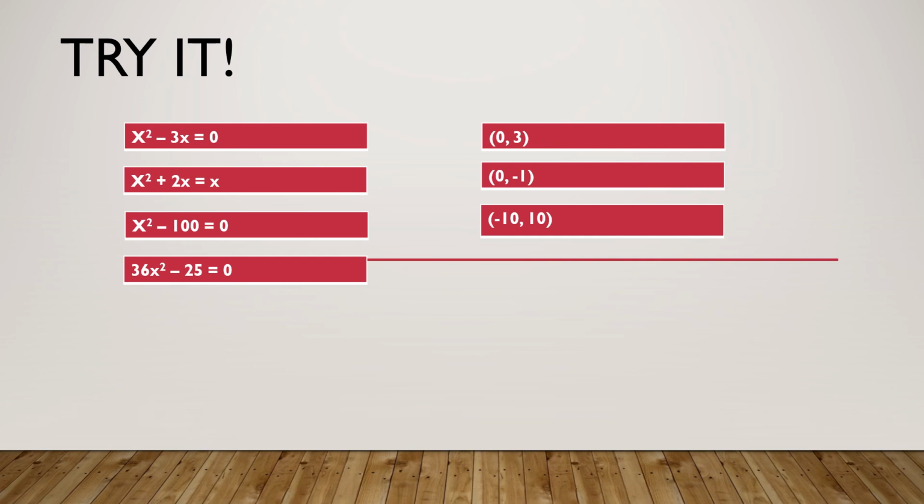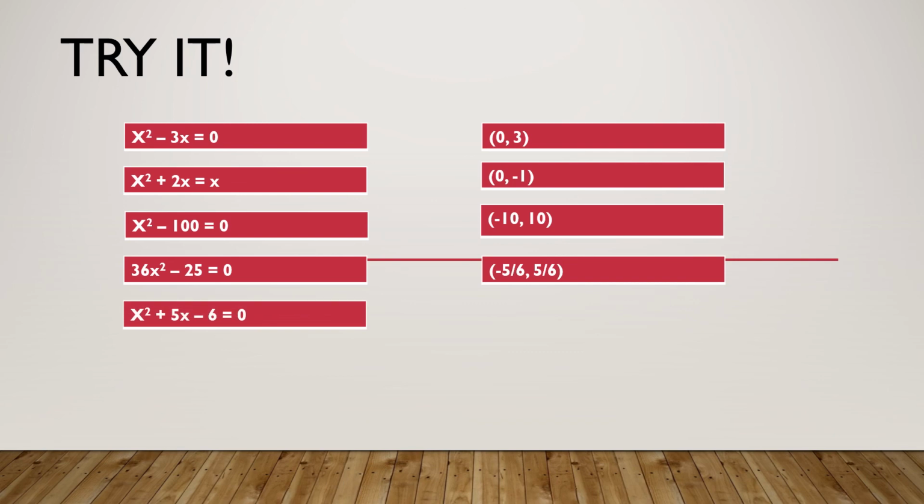Second, 36x squared minus 25 equals 0, still under difference of two squares. So what's the square root of 25? That's 5. The square root of 36, that's 6. So the solutions would be negative 5 over 6 and 5 over 6.